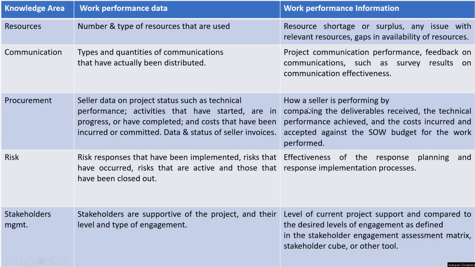If I speak about work performance information, I will compare the performance of my seller or the vendor with the deliverables received and what I have planned with them. In my SOW, I also define the tasks that are required to be completed by my vendor, and by what date they need to give me those deliverables. If I compare my SOW with the actual performance of the vendor, then I will come to know how my seller is performing. So the technical performance achieved, the cost incurred, and the work accepted against the SOW budget for the work performed.